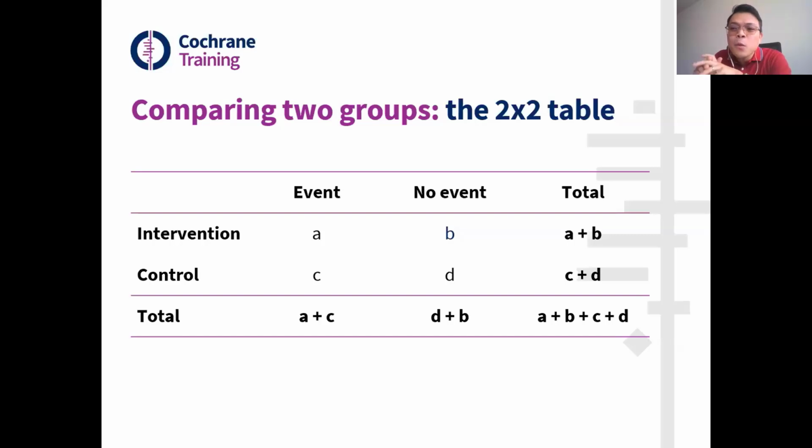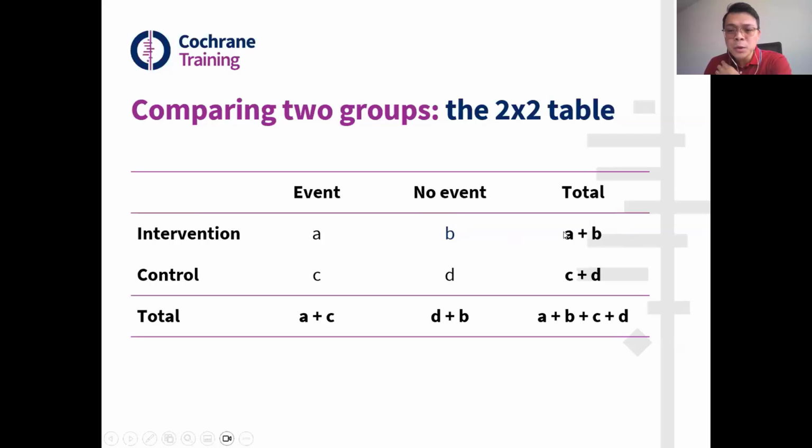And the standard way of organizing dichotomous data for comparison is the 2x2 table, like this. And this table is the foundation for calculating the effect measures for dichotomous outcome. So here we have 2 groups, intervention and control, and we are interested in whether an event happened or did not in each group. So cell A here represents the number of events in the intervention, cell C, the number of events in the control, cell B here is the number of people who did not experience the event in the intervention, and D, those who did not experience the event in the control.